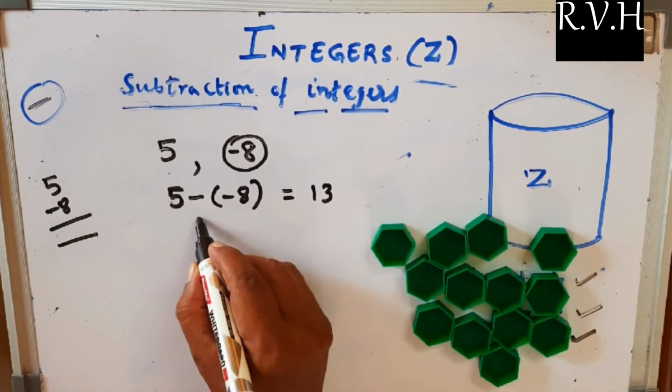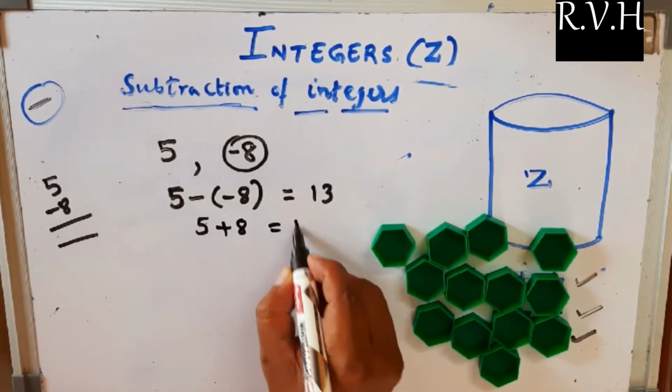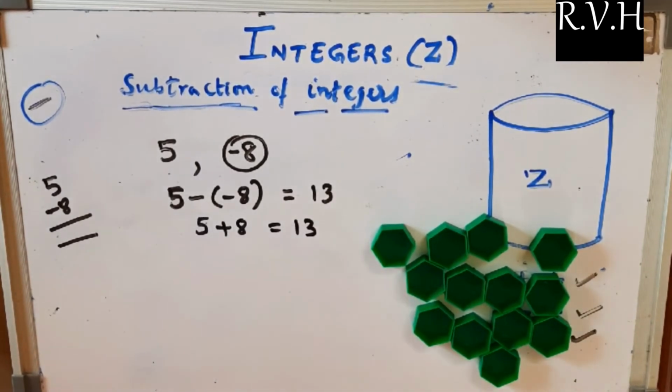Yes, some of you may ask, yes, minus of minus is plus. You can write like that: 5 plus 8. It's the first case. Very simple, 13. But subtracting minus 8 from 5 is nothing but 13.